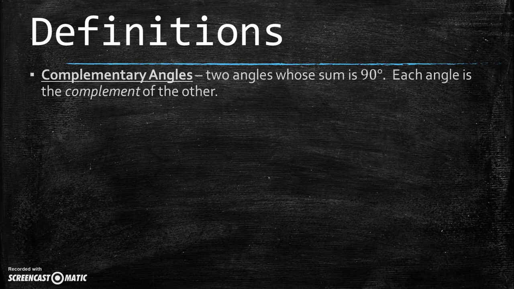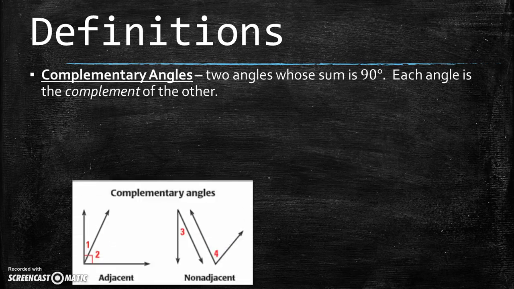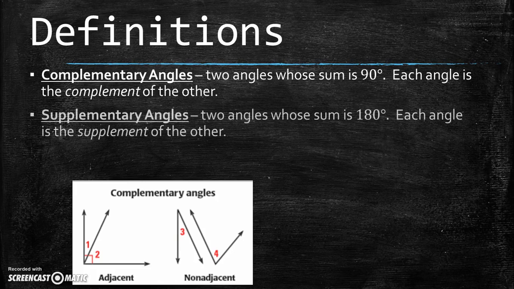A couple more definitions. We're going to get into the angle pairs at this point. So you have complementary angles. These are two angles who add up to 90. Each angle is the complement of the other, and that's how we're going to use it in a sentence. Okay, so here are some complementary angles. We have adjacent ones on the left there. Notice that they create a box. They create 90 degrees. And then angle 3 and angle 4 are not adjacent. They're not touching, but they do add up to 90.